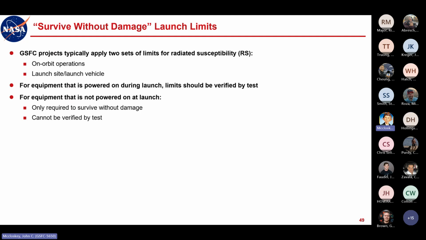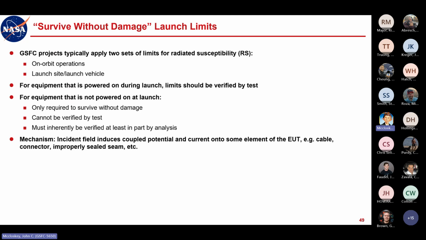If you apply a level with the unit powered off, and then you turn it on and run a functional test and see that everything is working, all you have verified is that you didn't break it right then. You really have done nothing to verify that you didn't cause some kind of latent damage or walking wounded that could bite you 6 months or a year from now, or worse, you don't see anything until it's on orbit. I think you must inherently verify survive without damage, at least in part, by analysis.